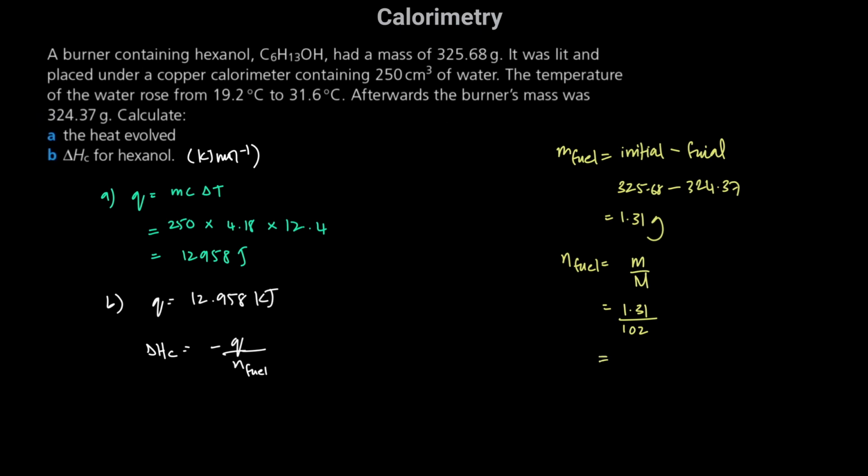So then we can say that we had 0.01284 moles of fuel that were combusted, right? So then per mole, that's the enthalpy change of combustion. It's the enthalpy change when one mole of a substance is completely combusted. We can say that per mole, we add minus 12.958. That's Q in kilojoules divided by the number of moles of fuel, which is 0.01284, and this comes out to negative 1010 kilojoules per mole, to three significant figures.